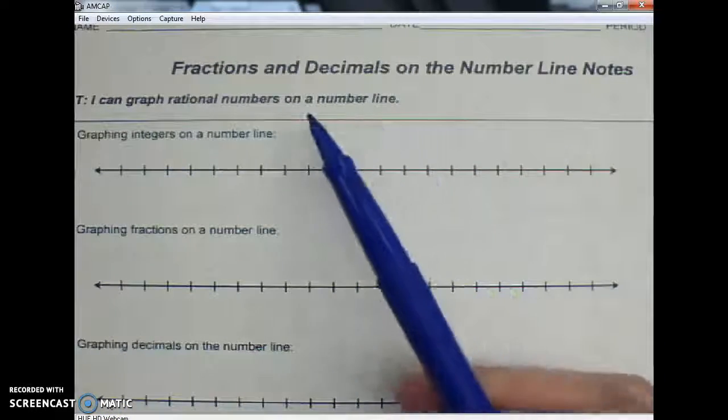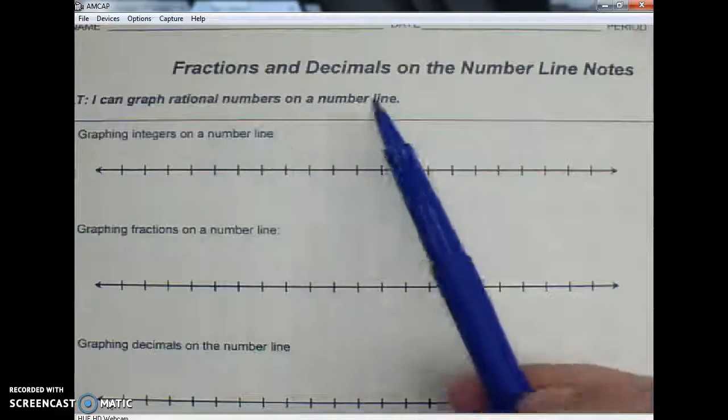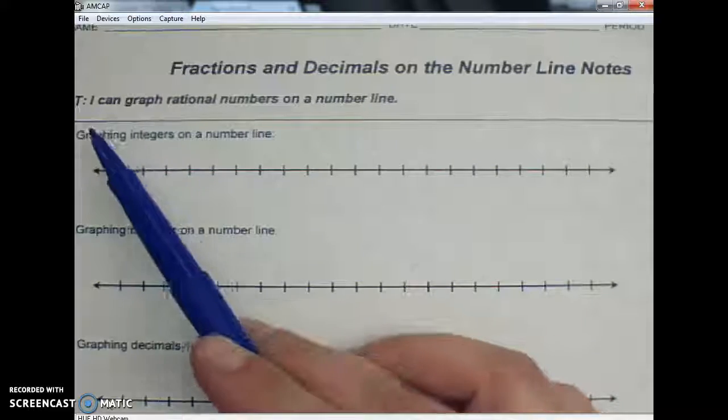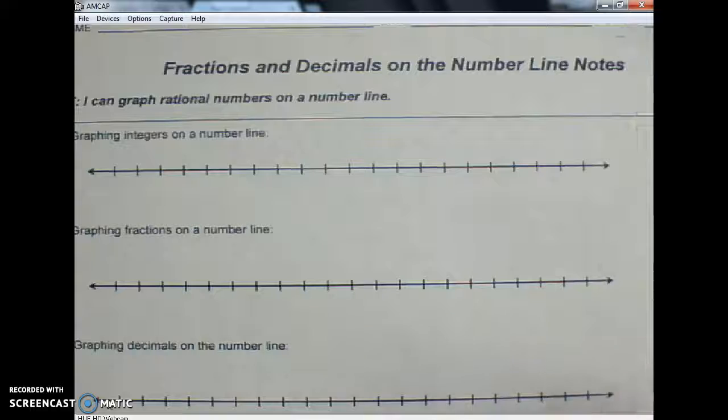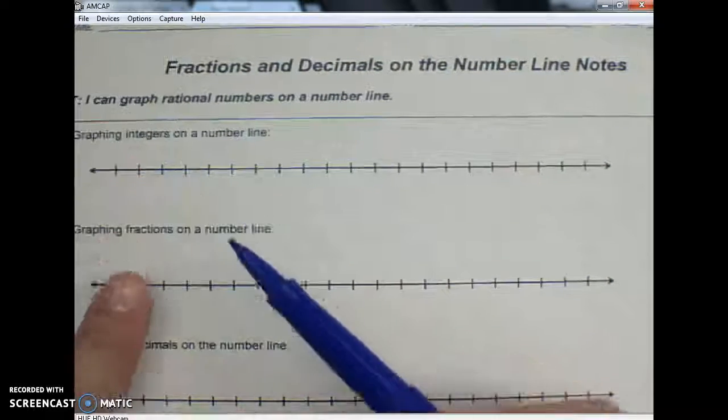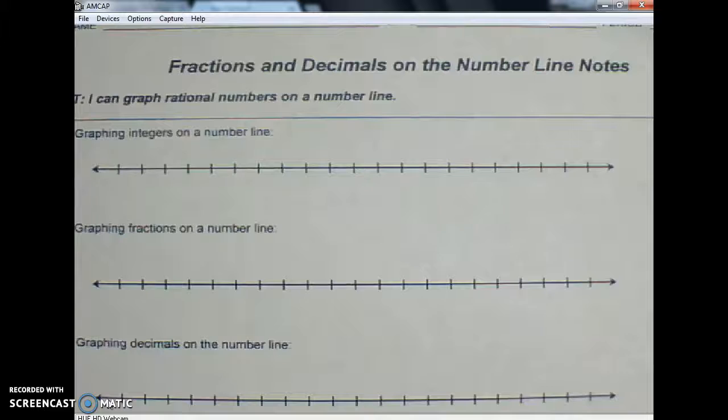Okay, so like I said, we're going to be taking our notes today on fractions and decimals on the number line. The learning target is I can graph rational numbers on the number line. We talked about on Friday what a rational number is. Remember, a rational number is any number that can be written as a fraction. So we're going to be graphing integers, fractions, and decimals.